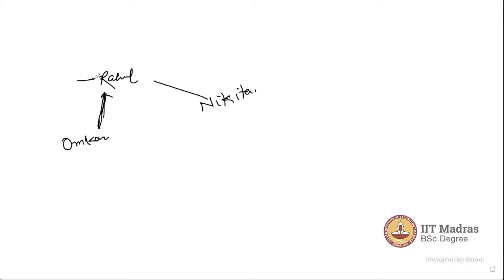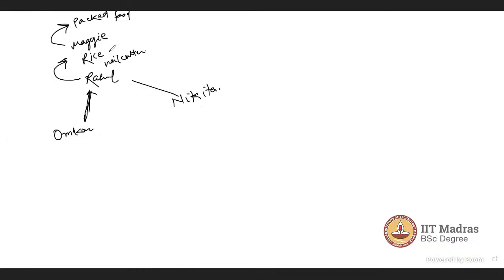For example, if I go to the shopping mall, I buy Maggie. Maggie is so common for students. Now we always use Maggie in every example. And rice, and nail cutter. Okay, so this is not something which I buy always, but okay. So this is a category of packed food, this is food, and this is something accessories.